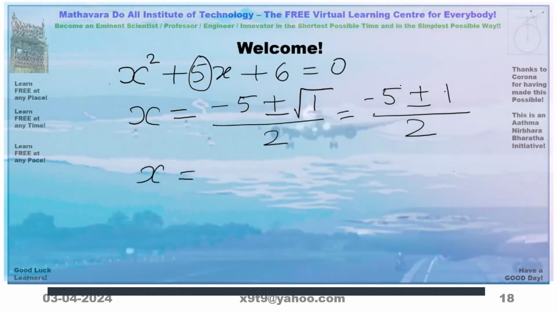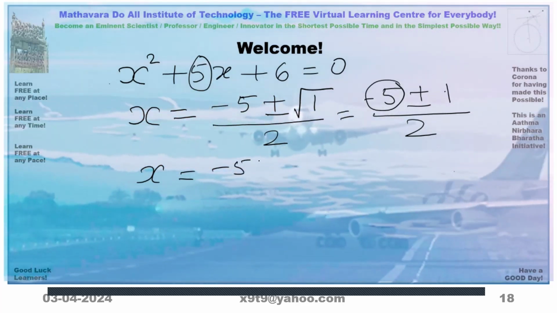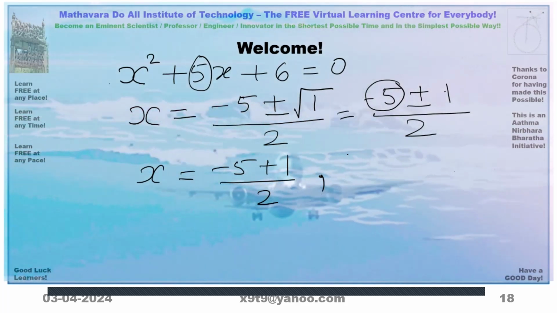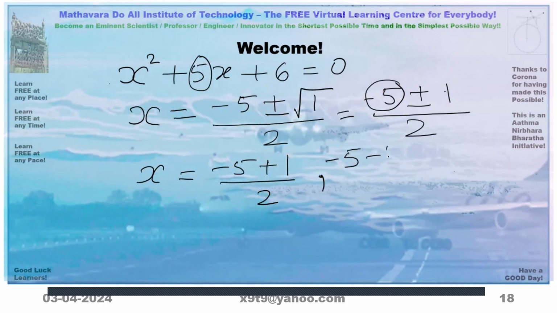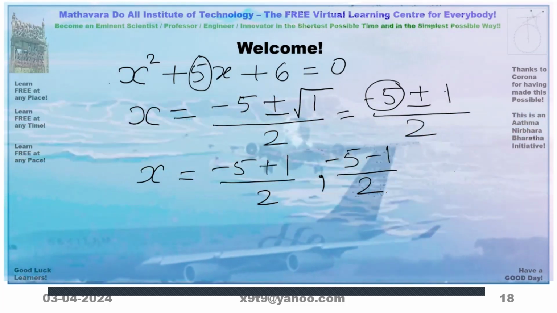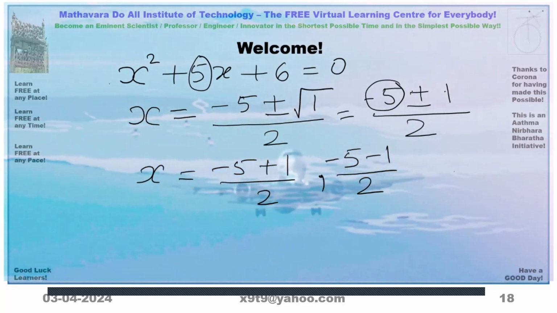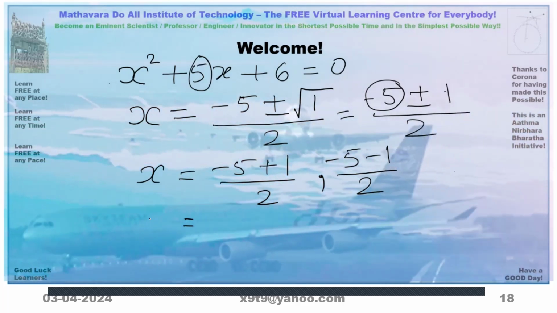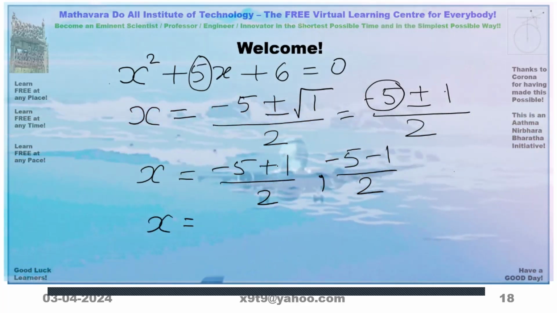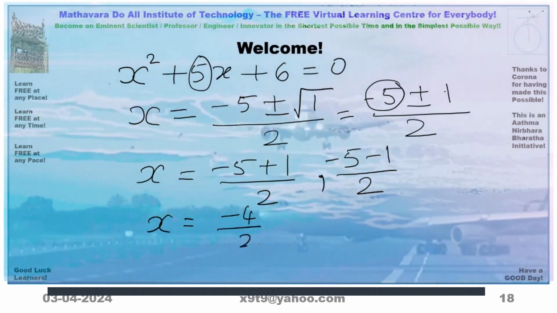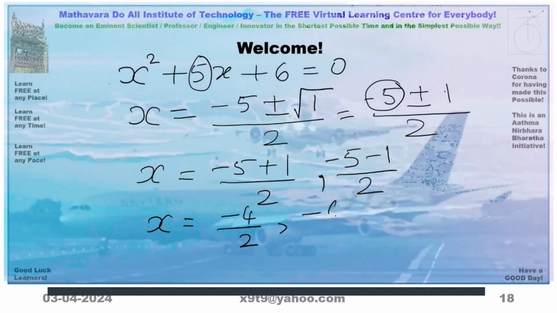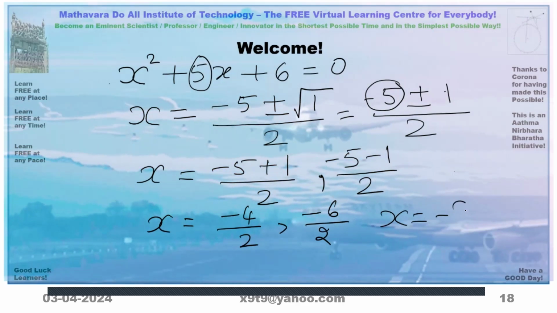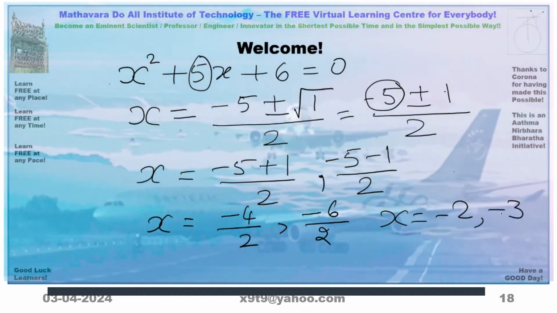So x becomes minus 5 plus 1 by 2. Taking the minus sign, it is minus 5 minus 1 by 2. So that'll be minus 6 over 2. Use the plus sign once and the minus sign next time. Then minus 5 plus 1 will become minus 4 divided by 2. This is minus 6 divided by 2. So that means x is minus 2 or minus 3.